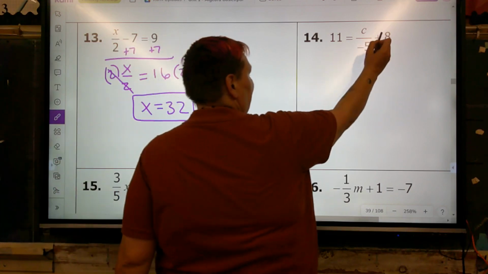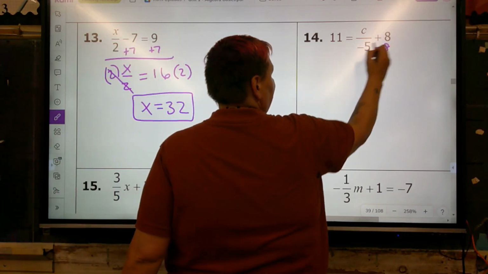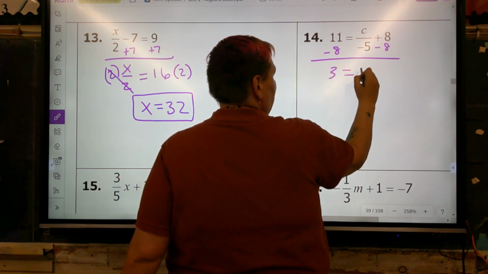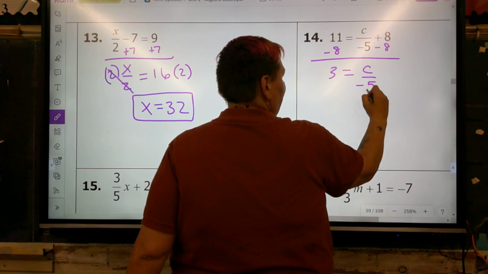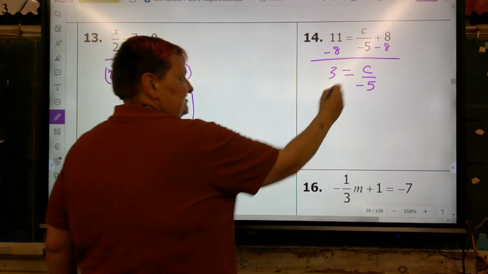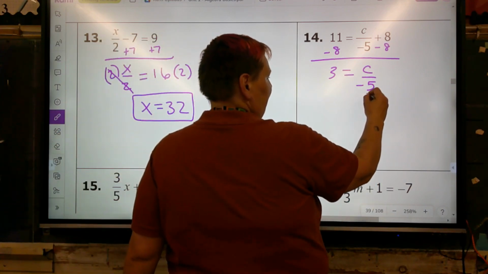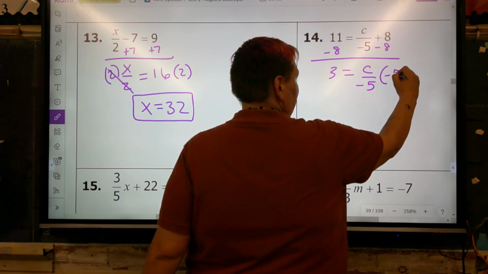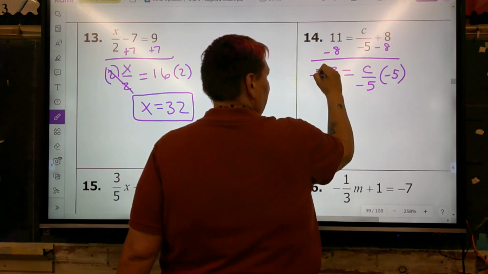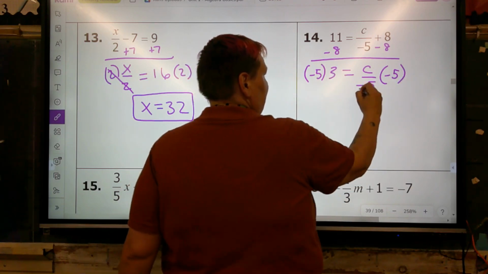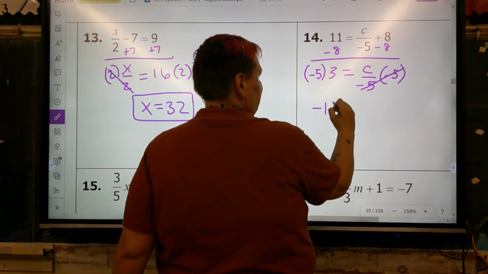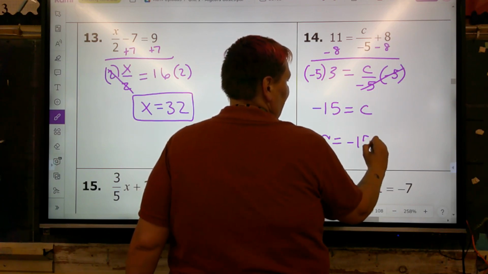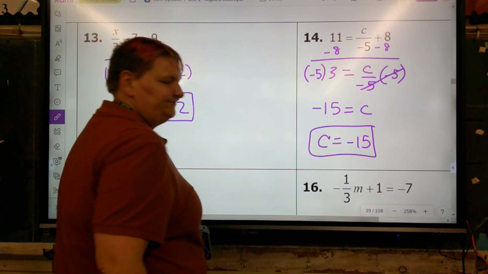All right, get rid of the constant. You're left with 3 equals c over negative 5. All right, c divided by negative 5. So the opposite is multiplication. These are going to cancel. Negative 15 equals c, and I'm going to flip it around because I can. I like the variable to be on the left.